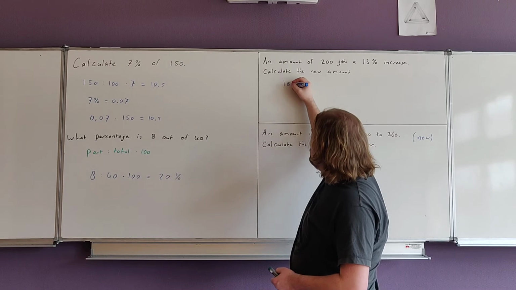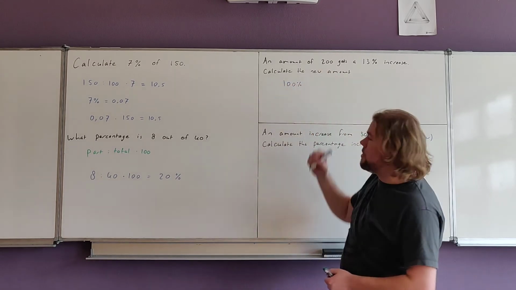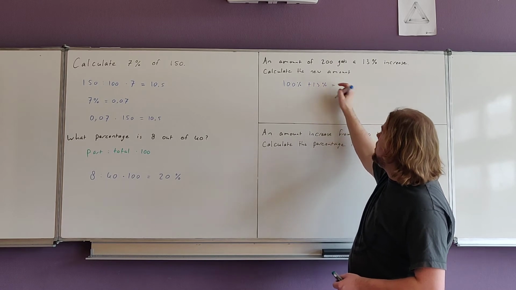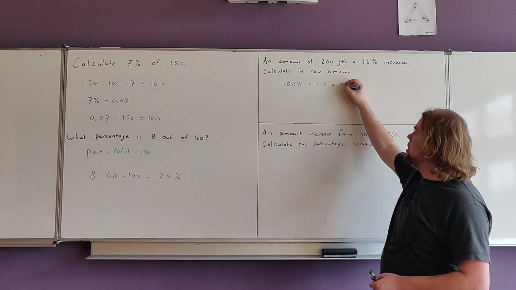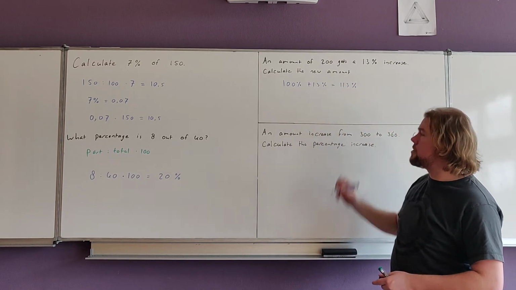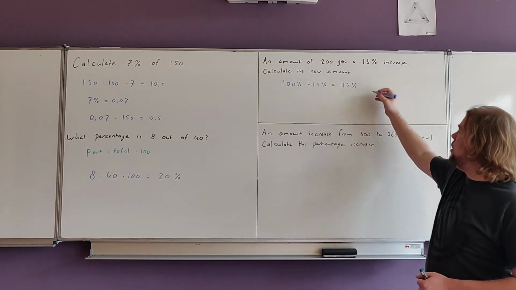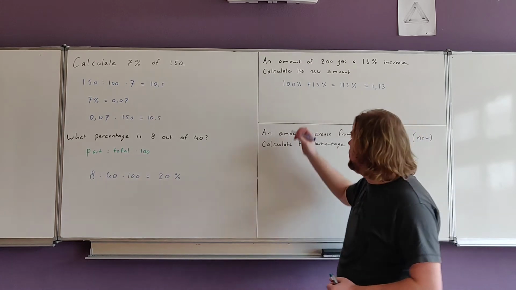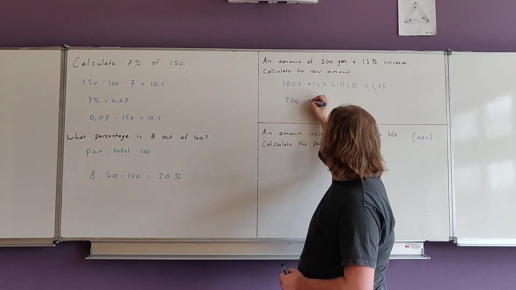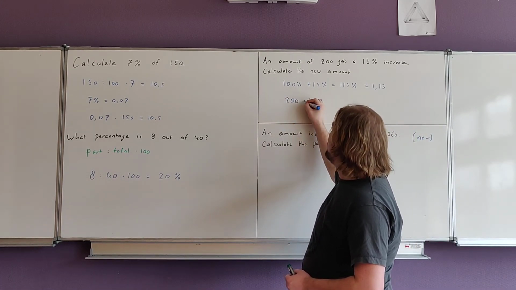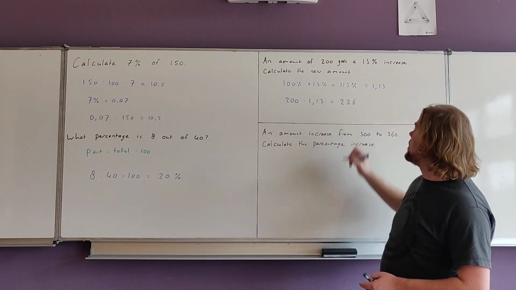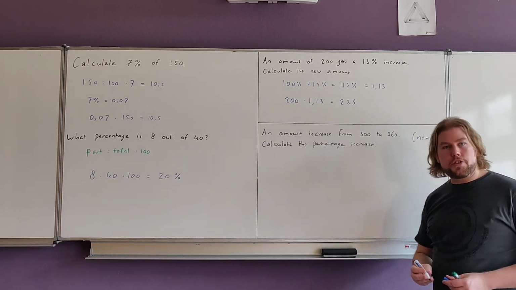You take the 100%, which is 200, right, and you add 13% to it. So that means that the new amount will be 113%. So you multiply with 1.13. So to calculate the new amount, you do 200 times 1.13. And that is 226. And that's the answer then.